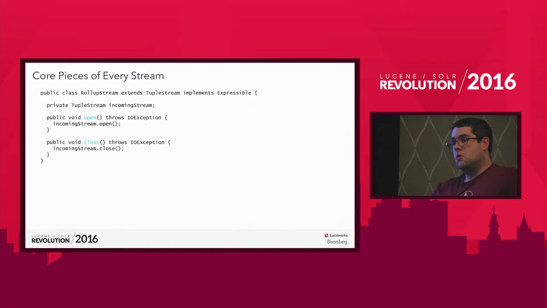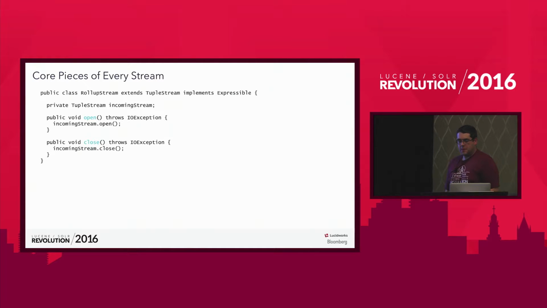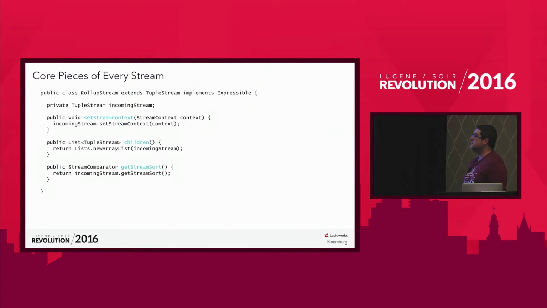For the search stream or any data source streams, there's a lot more work going on there. You might have to make a connection to Zookeeper, make a connection to the data source. In the JDBC stream, you've got to make a connection to the database, et cetera, et cetera. Close is just doing the inverse of whatever you did in open so that you clean up your space. So in this case, we're just telling the incoming stream to close.